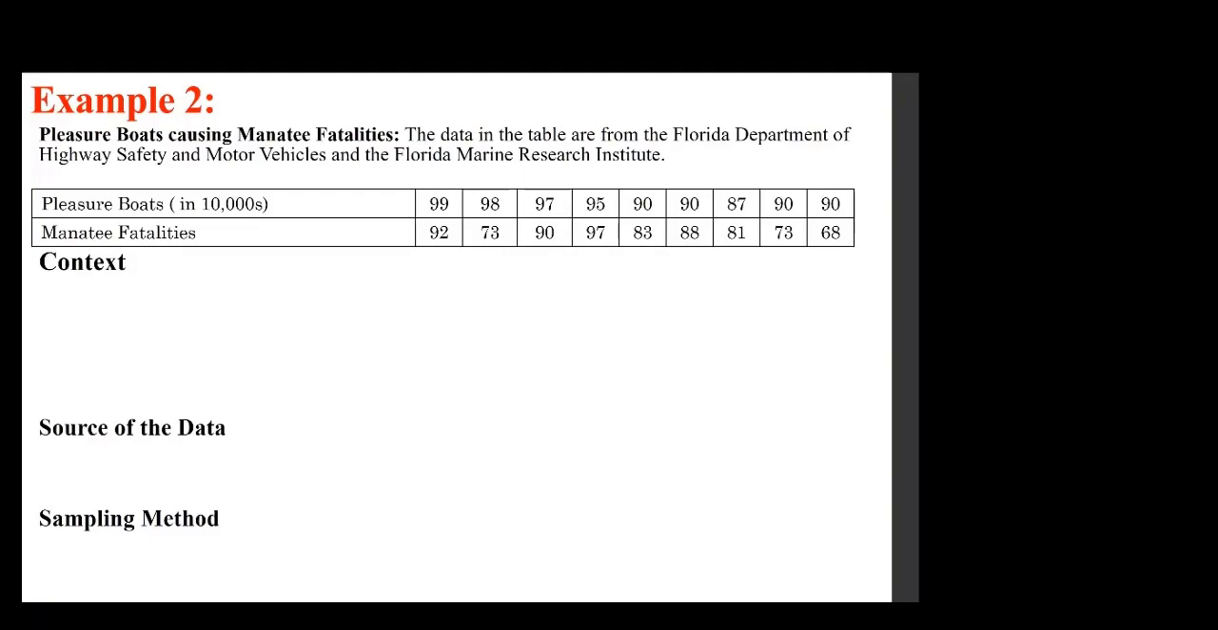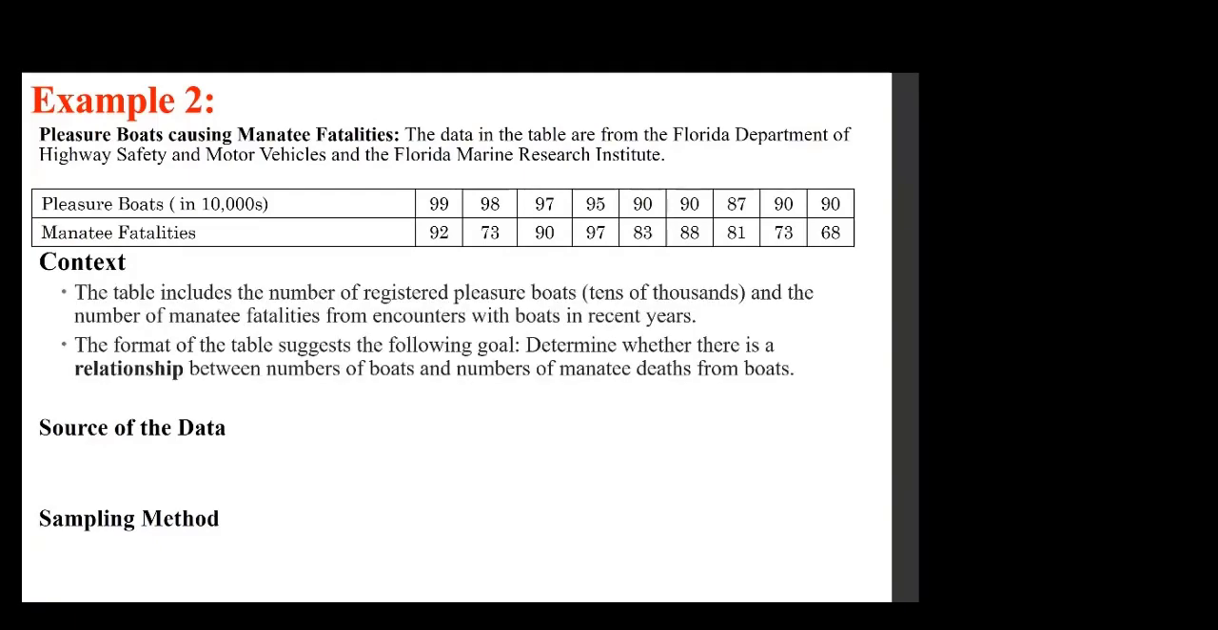The idea is, what does this table give us? The table includes the number of registered pleasure boats, in tens of thousands, and the number of manatee fatalities from encounters with boats in recent years. The format of the table suggests the following goal: determine whether there is a relationship between the number of boats and the number of manatee deaths from boats. If you are exposed to research material and this stuff is given to you, with enough practice and experience, you realize this is the idea behind it.